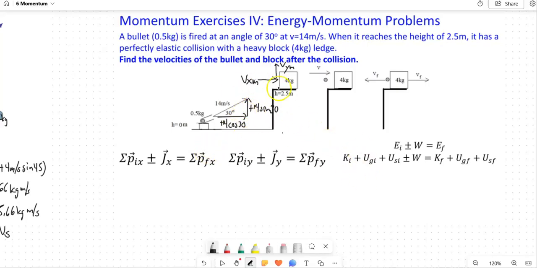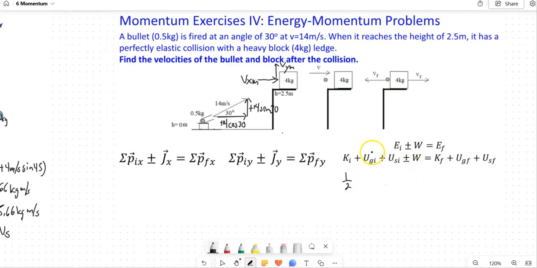So figuring out if it has a velocity in the y direction is going to be over here. Let's go ahead and figure it out. It has an initial kinetic energy, and we're only going to take this part right here, the 14 sine of 30. Let's figure out what its final kinetic energy is when it gets to that height of 2.5 meters.